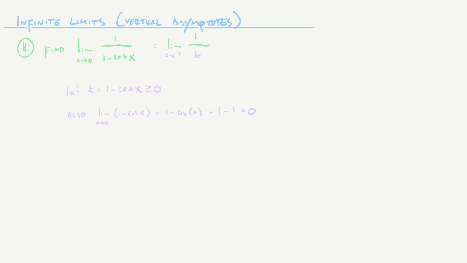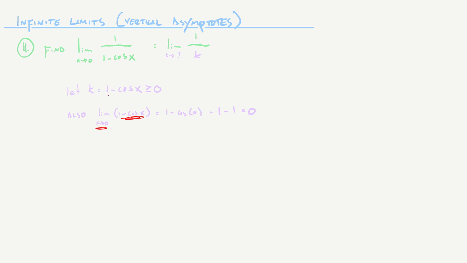The other thing to keep in mind is that we can evaluate what this limit is at 0. The cosine function is continuous at 0 by itself, and it's not in a denominator. So the limit as x approaches 0 of 1 minus cosine x is the same as 1 minus the cosine of 0, which is 1 minus 1, which is 0. That's just by direct substitution.